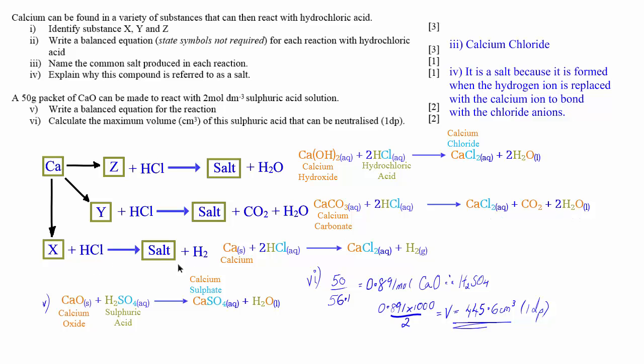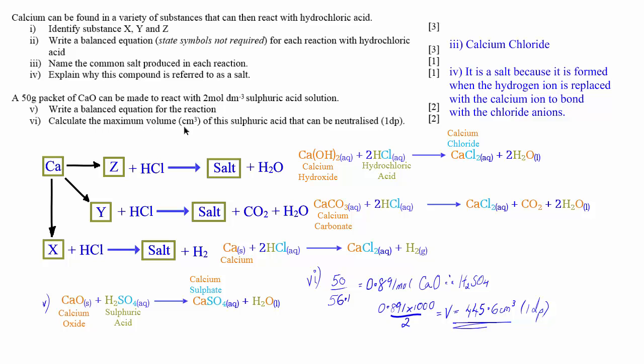And finally, it's producing salt and hydrogen gas. This must be the pure metal, calcium solid reacting with HCl to produce calcium chloride and H2 gas. Now in part 2, these reactions needed to be done. Part 3, the common salt was calcium chloride. Part 4, why the compound is referred to as a salt. I've given you an explanation here. And finally, part 5, writing a balanced equation for the reaction of calcium oxide with sulfuric acid. Once you have a look at this, we can then do our basic molar calculations.